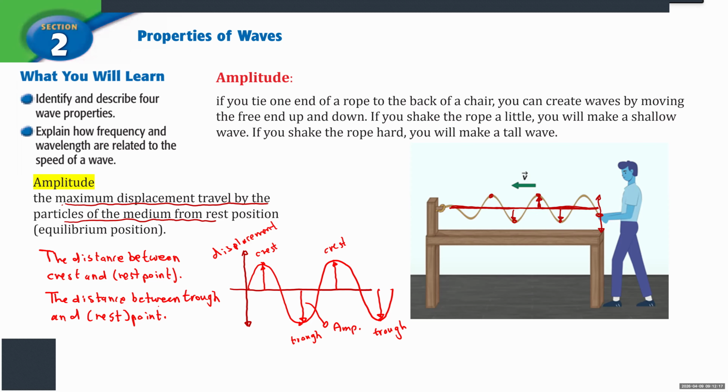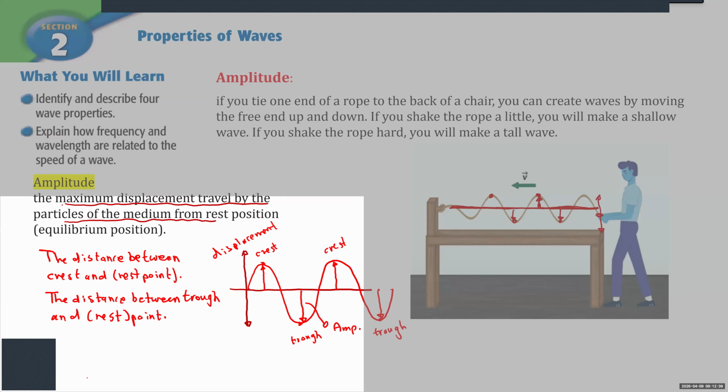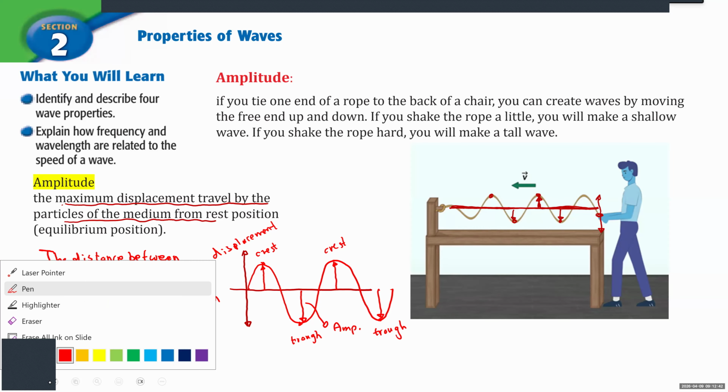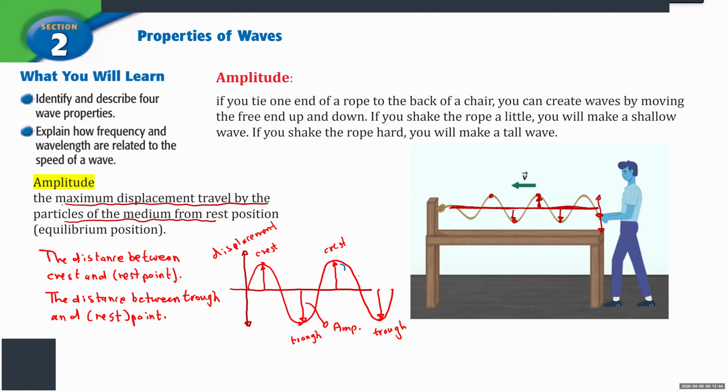If you tie one end of a rope to the back of a chair, you can create a wave by moving the free end up and down. If you shake the rope a little, you make a shallow wave. If you shake the rope hard, you will make a tall wave. So the height of the wave represents what? It represents amplitude. Its symbol is capital A. So this is about amplitude.